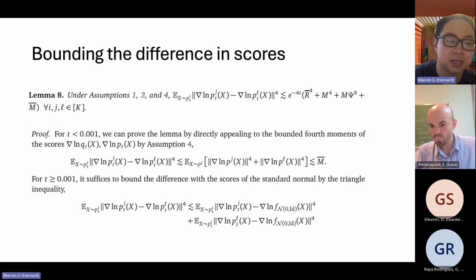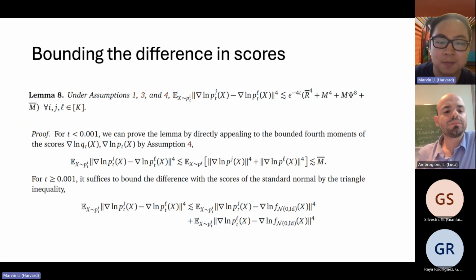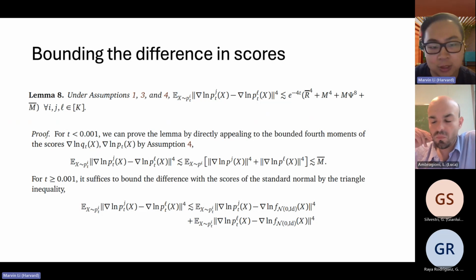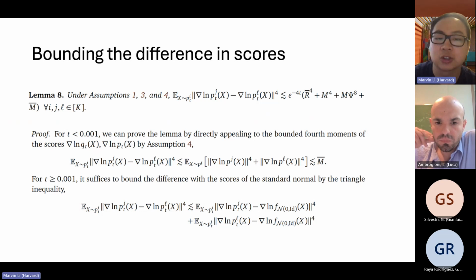Yeah. So the key to bounding the first term is basically you can show that the expected difference between two L2 scores decreases exponentially. So for t less than 0.01, we have to use our assumption. Basically, we want to make sure that the scores are well behaved at the start of the process. And for t greater than or equal to 0.001, we compare the score to the score of the normal with zero mean and identity matrix covariance.